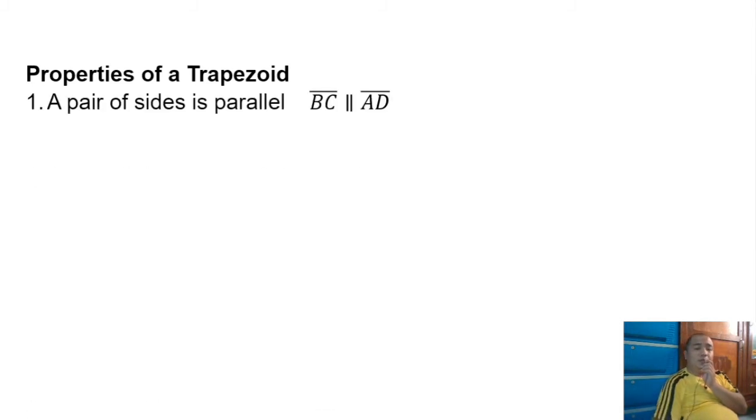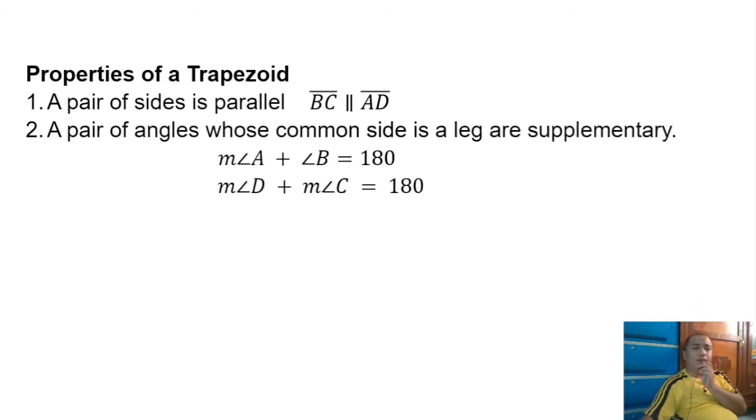Okay, let's discuss the properties of a trapezoid. Number 1, a pair of sides is parallel. BC is parallel to AD. Number 2, a pair of angles whose common side is a leg are supplementary. So these base angles are supplementary, that means their sum is 180 degrees. So angle A plus angle B equals 180 degrees. Angle D plus the measure of angle C equals 180 degrees.